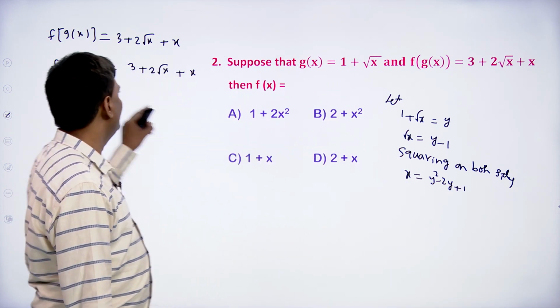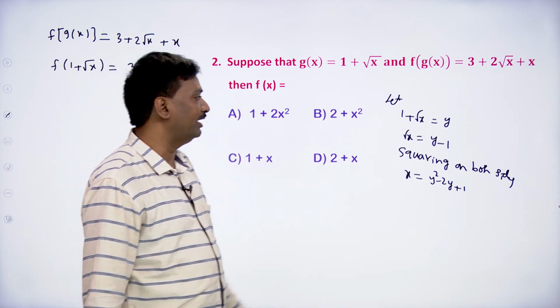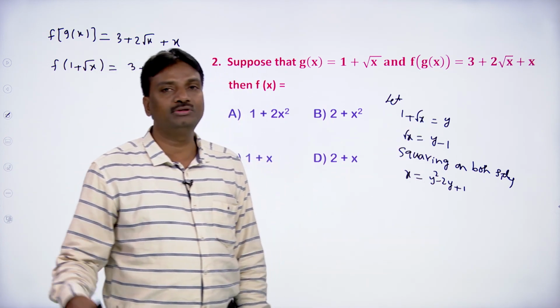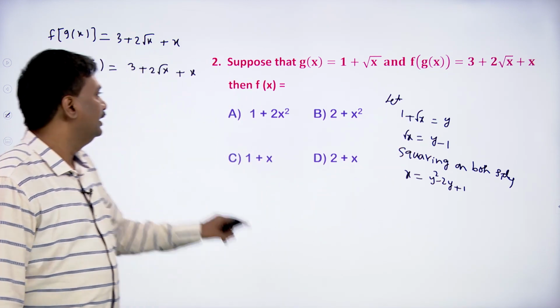So let us consider 1 plus root x equal to some y. From this, by taking 1 to that side, we can write root x equal to y minus 1. Here x is there.